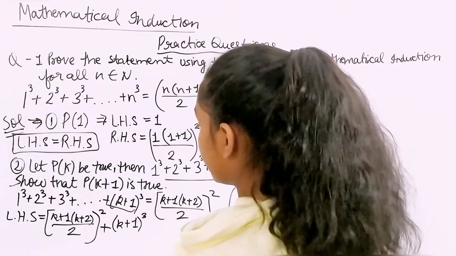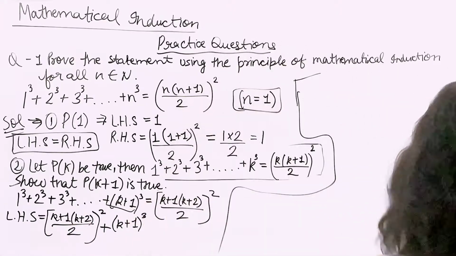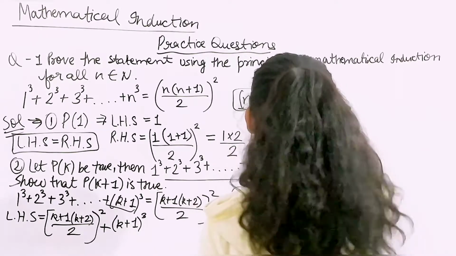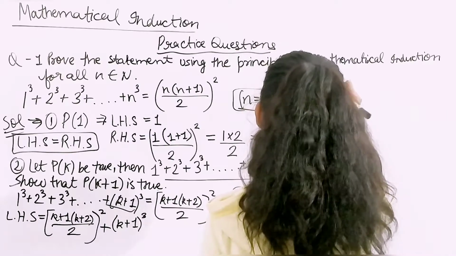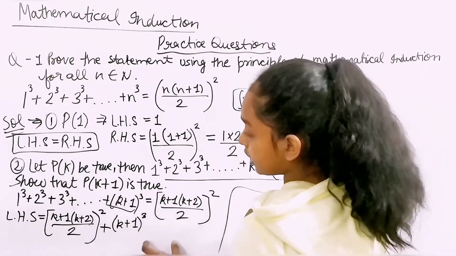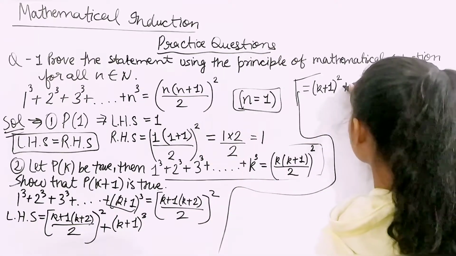Overall I can see it's coming in a simpler way. So what I'm going to suggest is equal to k plus 1 square. One of the k plus 1, I just move it there, and what I got was this.